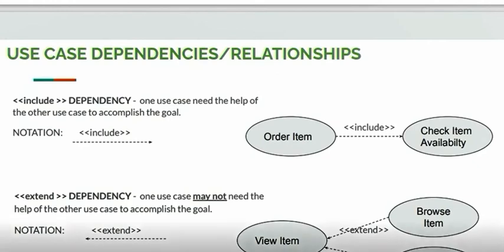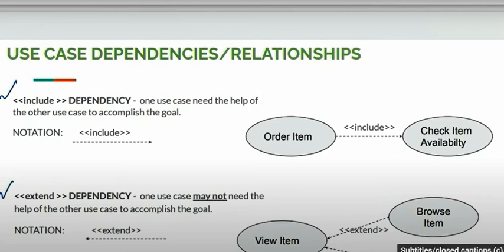So one relationship or dependency rather is the include dependency. The notation is a broken arrow line with an indicator include. So as you can see, the word include is enclosed with two angle brackets. And the other one is the extend dependency or extend relationship, which is represented by an arrow line also with the word or indicator extend.